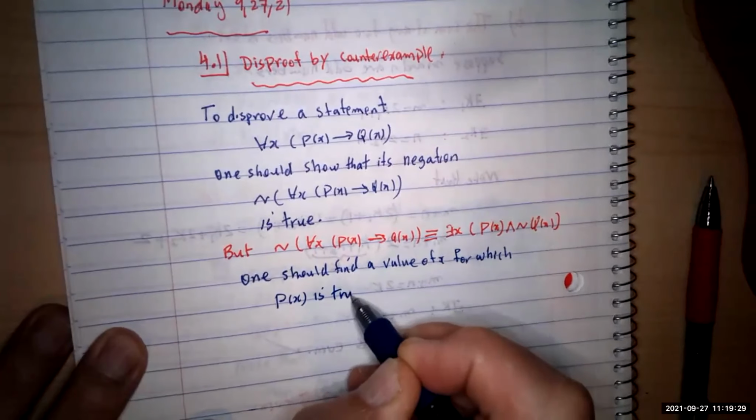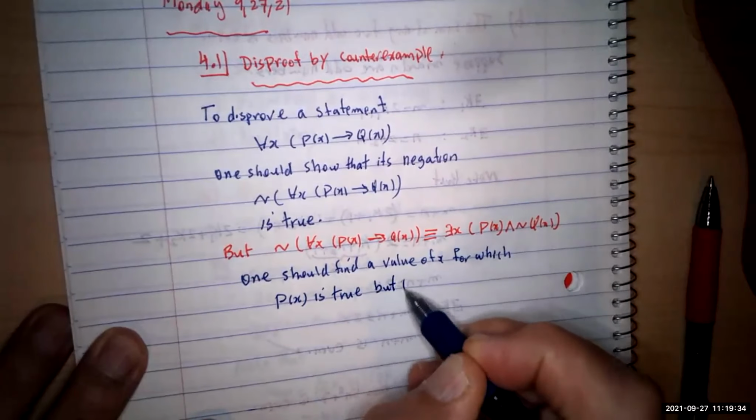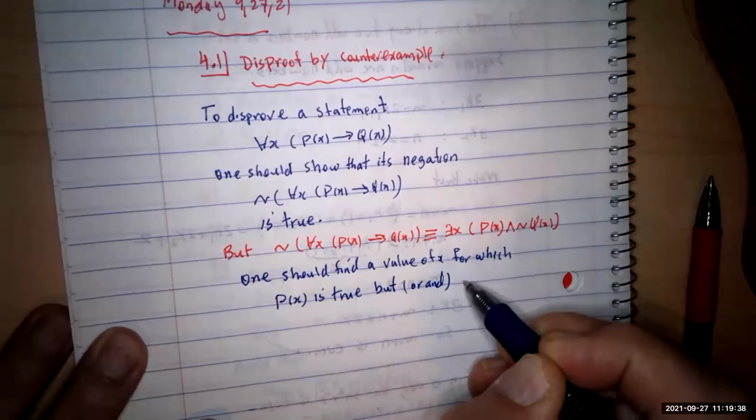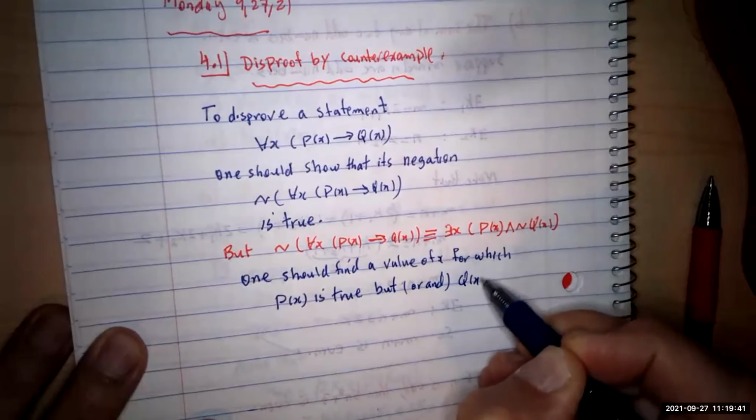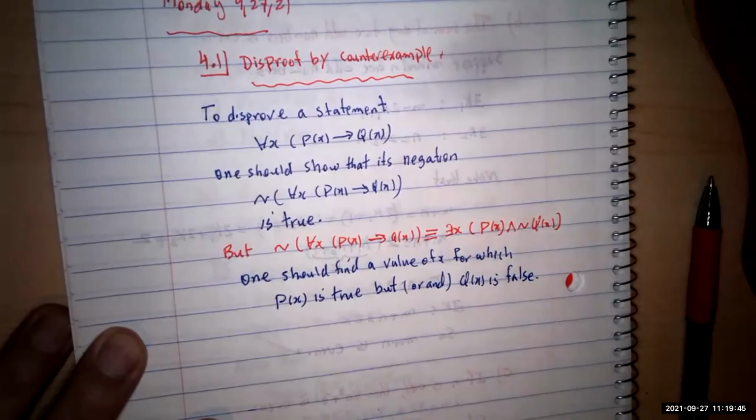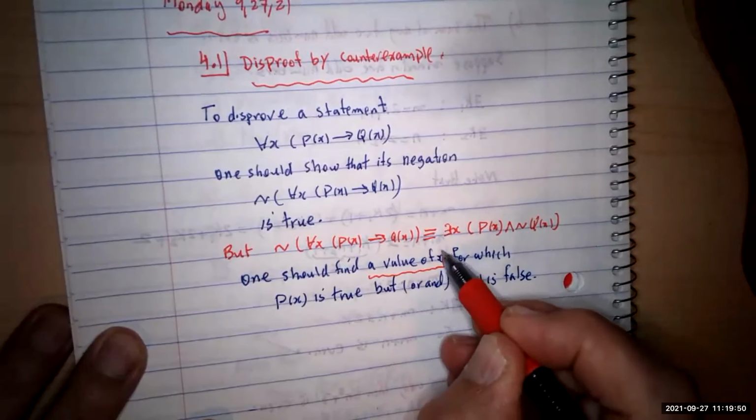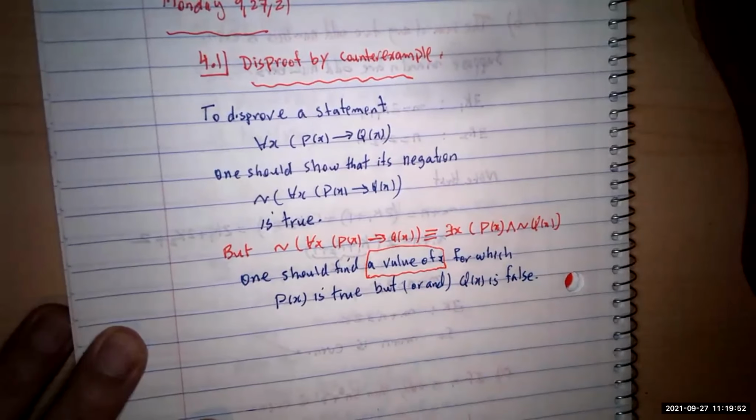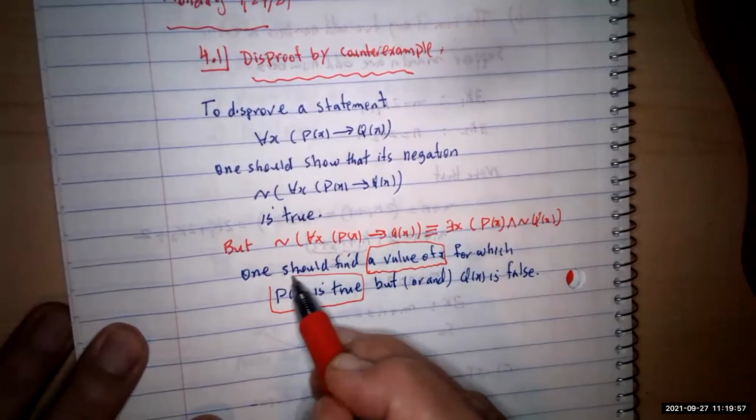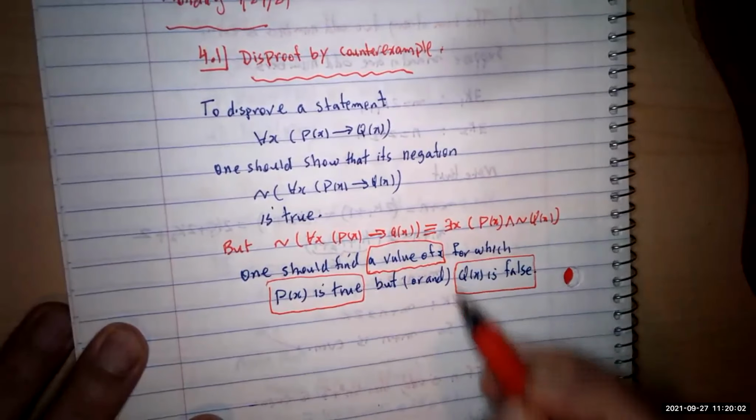Okay, p of x is true, but q of x is false. So you are interested in a specific number, you see. You should find a value of x that satisfies this condition. For that value of x, p of x must be true, but q of x must be false.